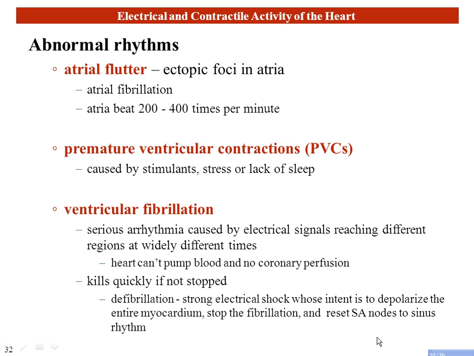You can have atrial flutter, which is where the atria contract at a very rapid rate, 200 to 400 times per minute. You also have ventricular fibrillation. This is a very serious condition where the ventricles are basically out of order. They have electrical chaos going on, and there's no unison within the ventricles. This is where somebody has to have a defibrillator used. This can kill somebody very quickly if the ventricles go into fibrillation.